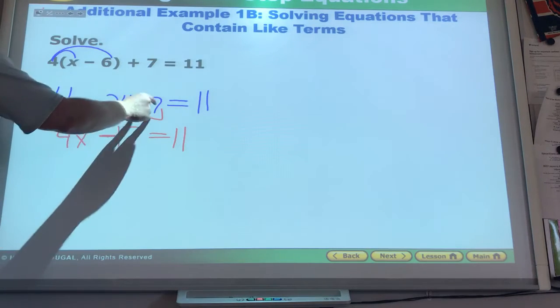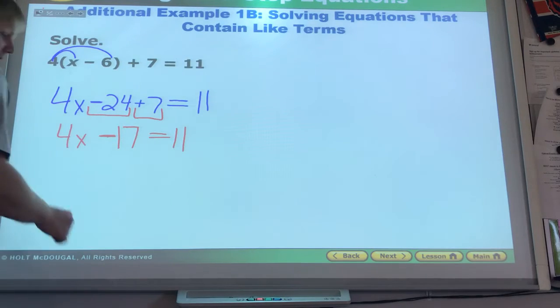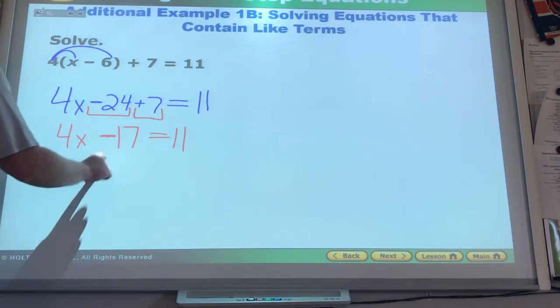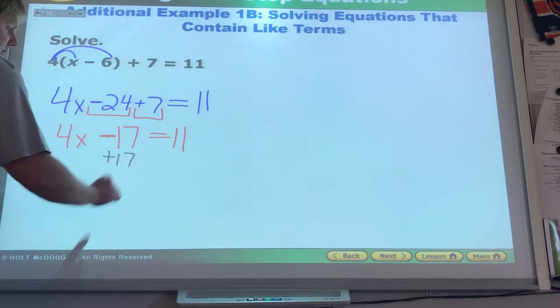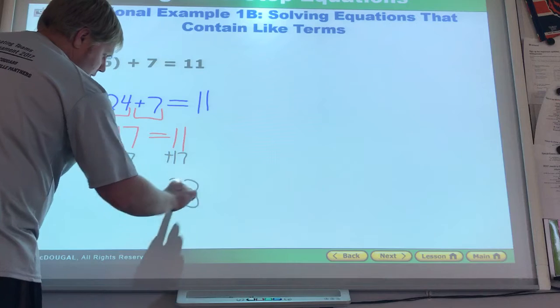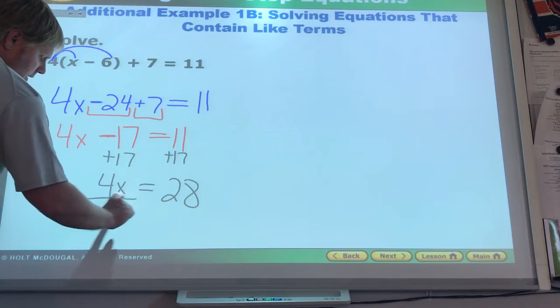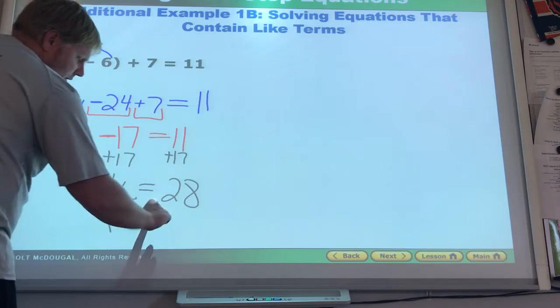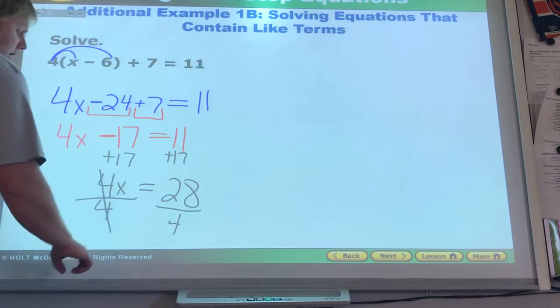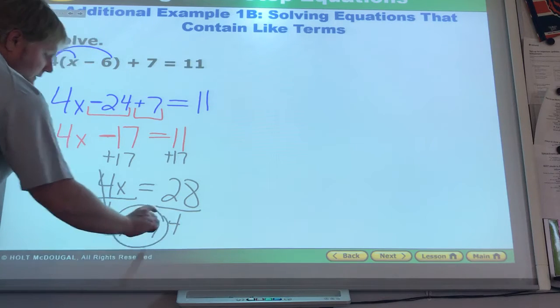Remember, think of that as negative, that is positive. We combine them together, we get our negative 17. Then, use our inverse operations. Add the 17. Add the 17. We get 28 over here. This leaves us with 4x all by its lonesome. Divide by 4. Divide by 4. And we'll see x equals 7.